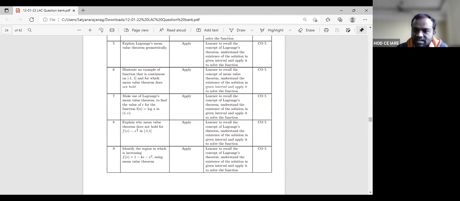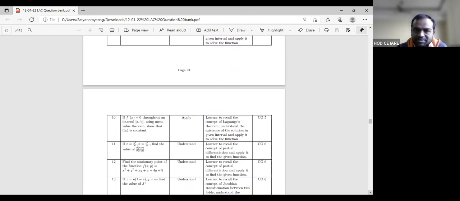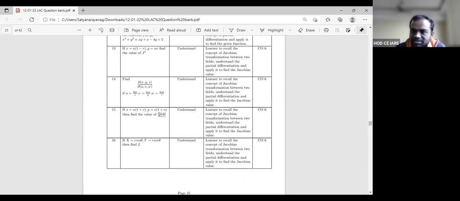అది increasing కానీ కానివ్వండి decreasing కానీ కానివ్వండి, మనకి you have the writing to the continuous function. Next, 10th one: f dash of x is equal to 0 throughout an interval a comma b. Using the mean value theorem show that f of x is a constant. ఇది కూడా మనం ప్రాబ్లమ్స్ చేసుకోవచ్చు. This is in module 3, expecting the questions on that types.